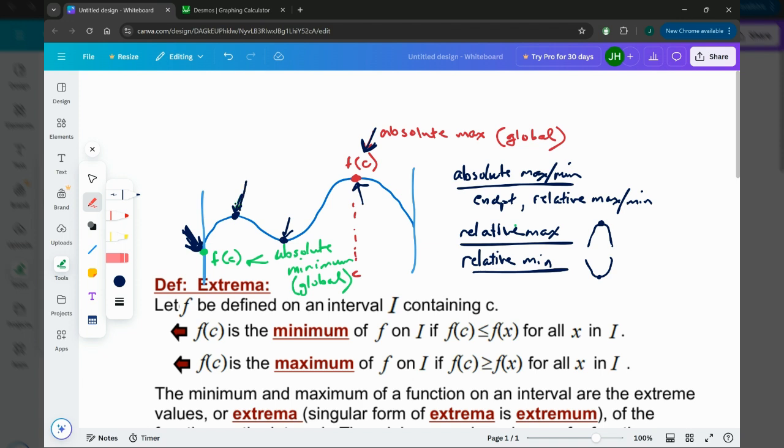This point right here, in fact, let's call this point A. A is a relative maximum, but not an absolute maximum. Point B is a local or a relative minimum because it goes down and up, but it's not an absolute minimum because it's not the lowest point on the graph. Point C over here is not only an absolute maximum because it's the highest point on the graph, but it is also a relative maximum because the graph goes up and down.